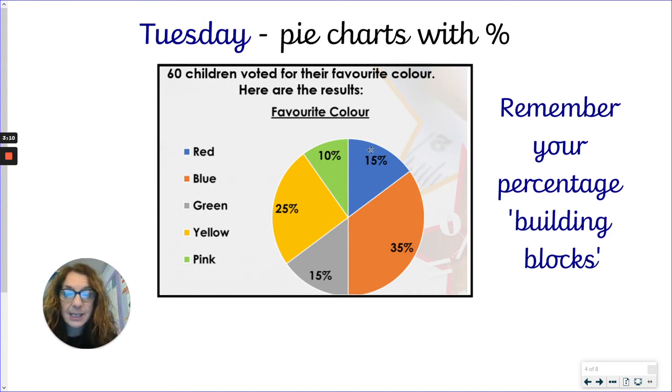So in this case, we can see the pie chart. Again, we would look straight away for what the whole pie chart represents. And in this case, it represents 60 children. So if I want to find out how many children chose pink as their favourite colour, I know that that's 10% of 60. So I need to find 10% of 60 to find out how many children that is. And as I've popped on the screen, remember, when we're finding percentages, use those building blocks, those 10%, 5%, 50%, 25%, those building blocks that help us to find the answer most efficiently.